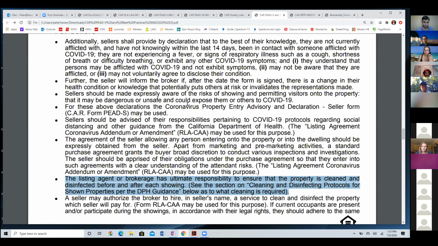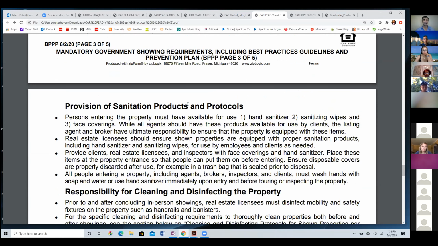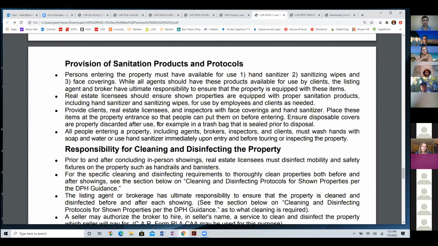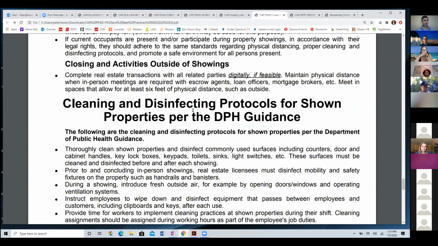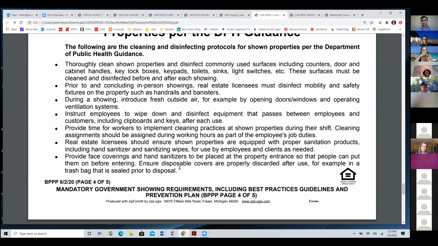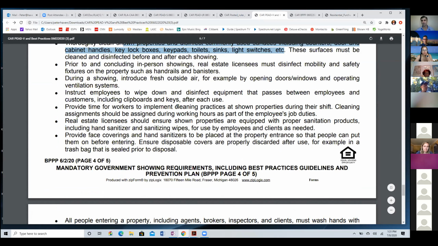Peter, did they give guidance on how to clean it? Yes, they do. It's down here. Sanitation protocols, responsibility for cleaning and disinfecting protocols. I mean, it's extensive, and we're not home cleaners, but it's in there. Clean the properties, clean the places that are frequently touched, all this stuff. Provide time for cleaning practices. I mean, have hand sanitizers available, face coverings, yes.